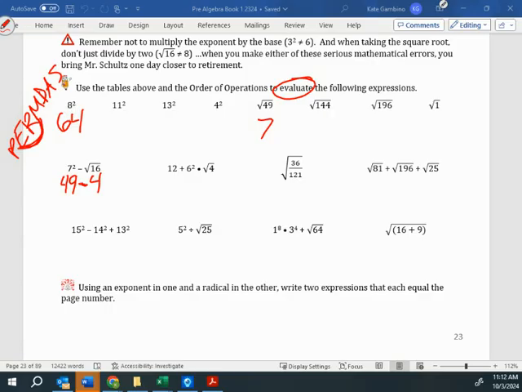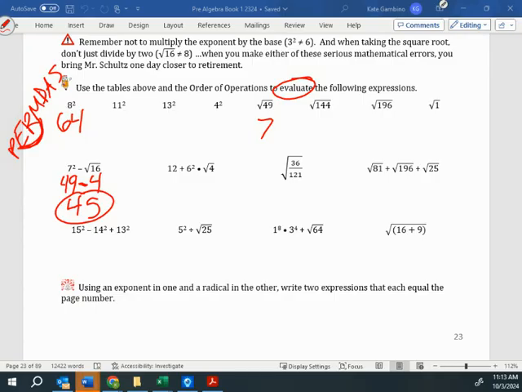Now I'm going to bring down the rest of the expression. I have a minus in there. So I did my exponents and radicals, reading left to right. I don't have any multiplying or dividing, so I don't have to do that level. Now I'm at adding or subtracting. 49 minus 4 is 45. How are we feeling about that? Good. All right.